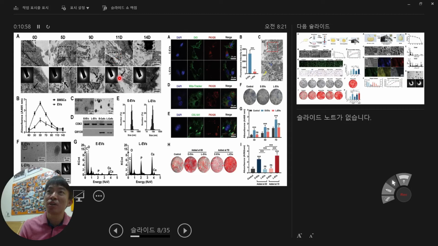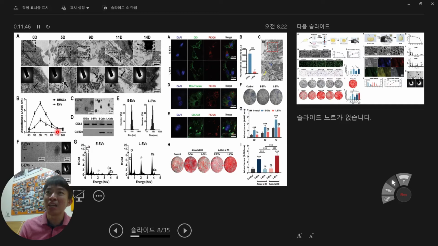And then they find from BMSC and EV, day 5 is the maximum for ALP activity. This is ALP activity. Then they visualize EV here, and confirm the markers and the size are similar. But when they check early and late EV, only late EV have this kind of line. By SEM and EDX, they find that late EV have more calcium and phosphate composition. Because of this, they have this line. From this point, they call the day 5 EV early EV, and the 11D EV late EV.